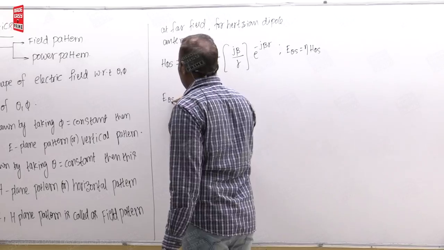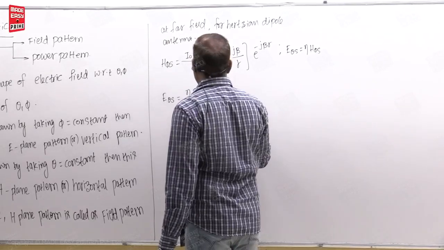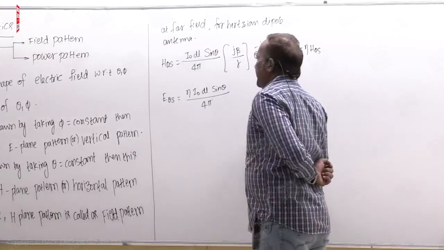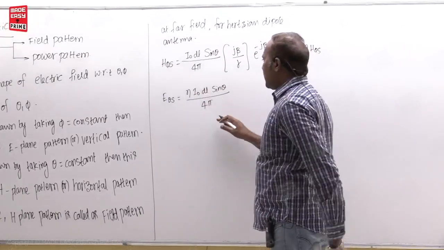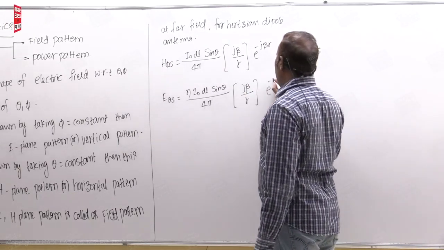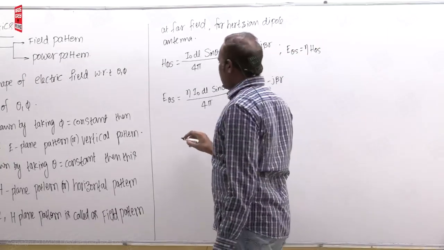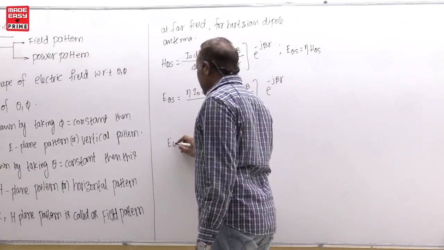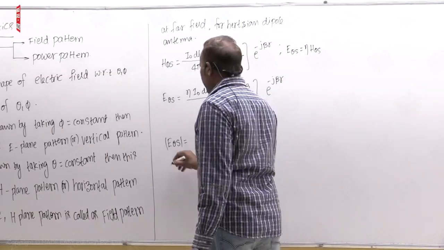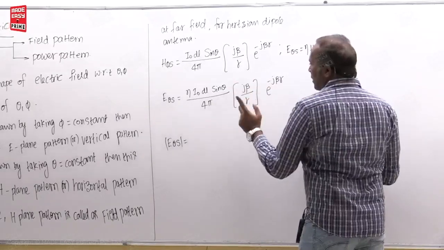So E theta s is equal to eta I naught dl sin theta divided by 4 pi, multiplied by j beta divided by r, e power minus j beta r. Students, this is written like this. E theta s is equal to, modulus I will write. If you take mod of this, what will happen? It is 1. And mod of j is also 1.